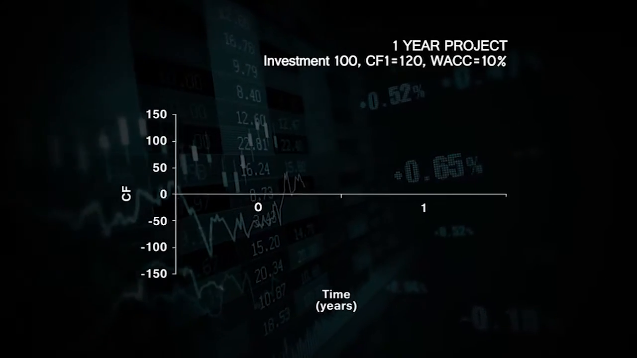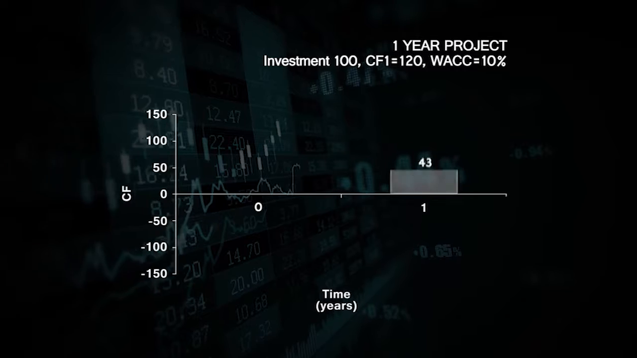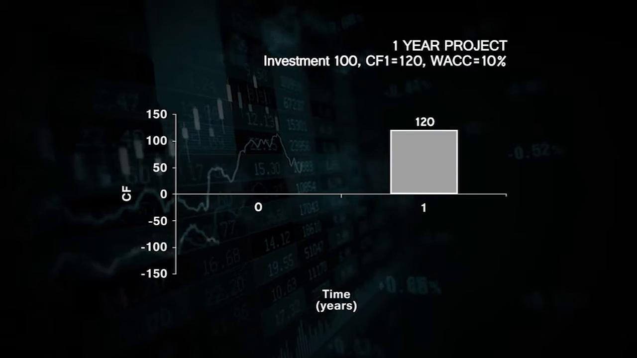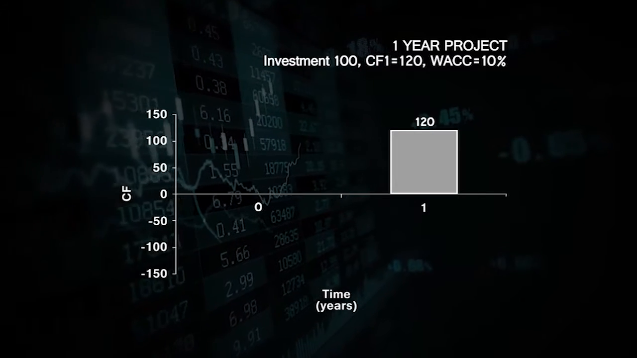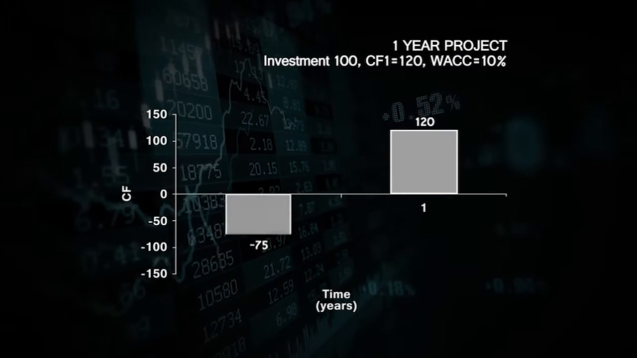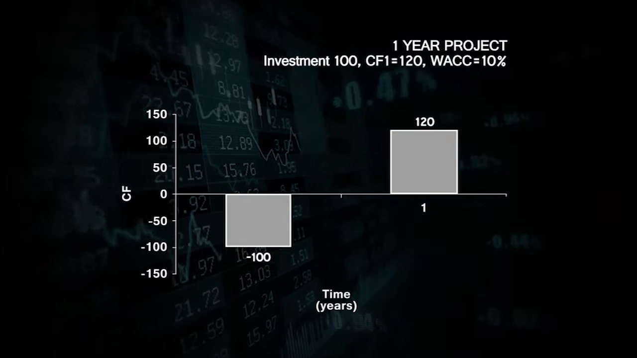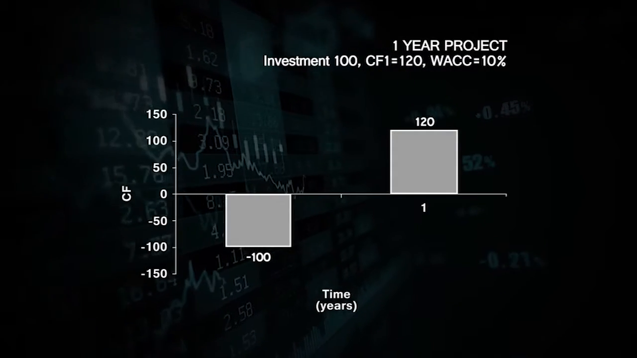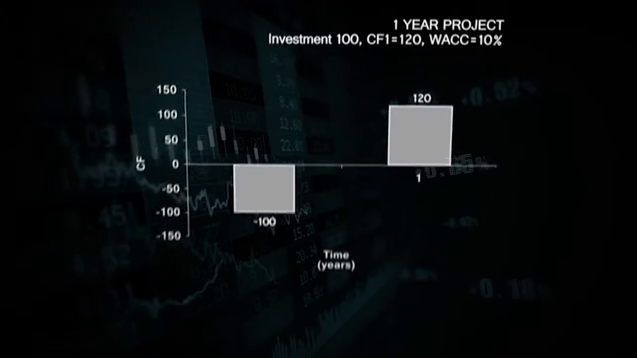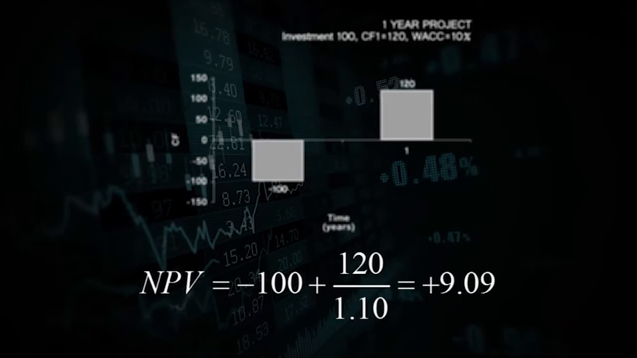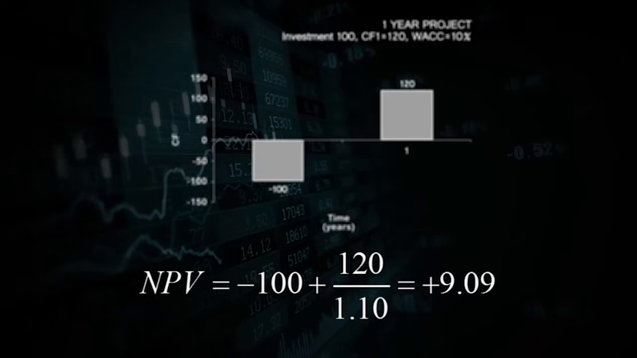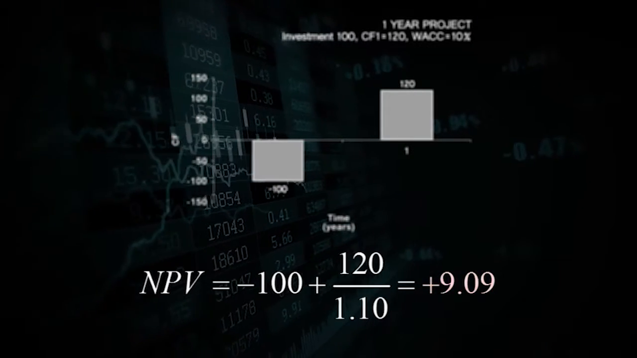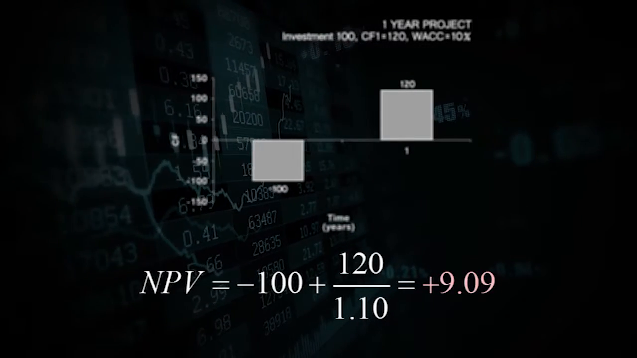So if we have an investment project with a cash flow in the first year of 120 and the weighted average cost of capital, WACC, is 10%, capital expenditure required is 100, should we go for it or not? So what we must do is add the present value of these two cash flows. So once you add the present value of these two cash flows, you get to a total of 9.09. That is the present value of this 1-year investment project.